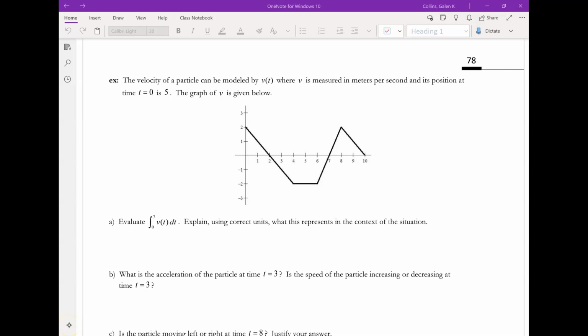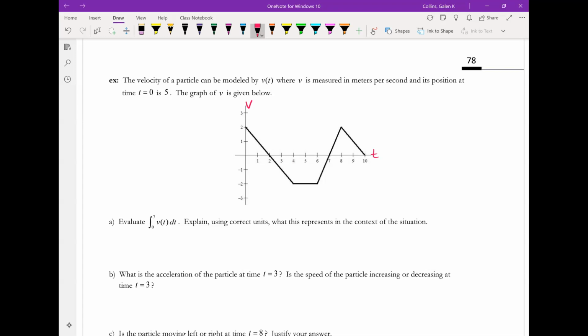Let's try our first example on the top of page 78. The velocity of a particle can be modeled by v of t, where v is measured in meters per second, and its position at time t equals 0 is 5. And we're given the graph of v. So I'm going to label this so that I remember what graph I'm working with.